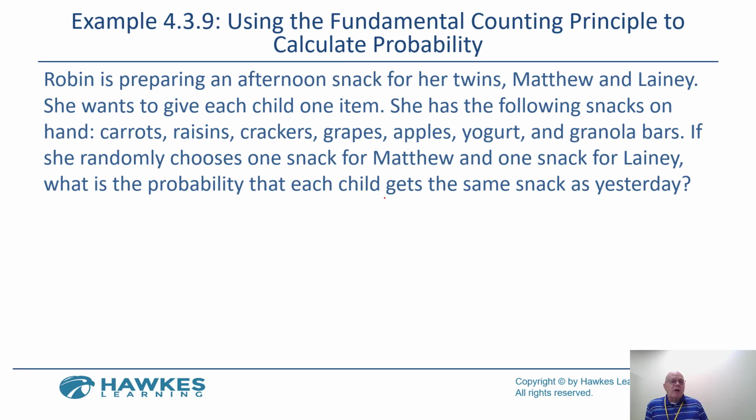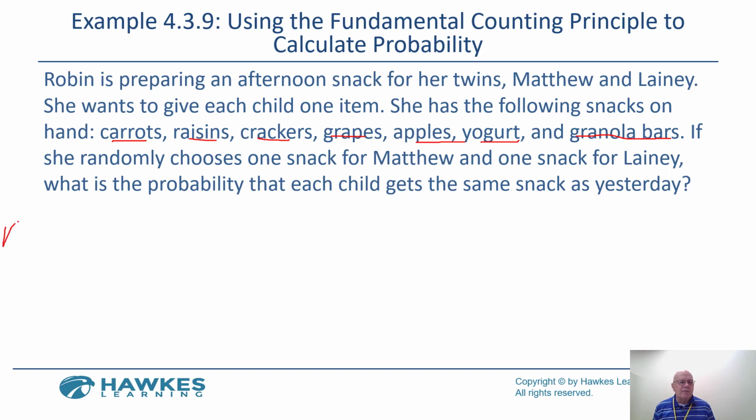Let's suppose Mother Robin is preparing an afternoon snack for her twins, Matthew and Lainey. She wants to give a snack of one item for each one and has the following snacks on hand. So the first thing, we want to know how many snacks there are. 1, 2, 3, 4, 5, 6, 7 different possible snacks. She chooses one snack for Matthew, one for Lainey. What's the probability each child gets the same snack as yesterday?